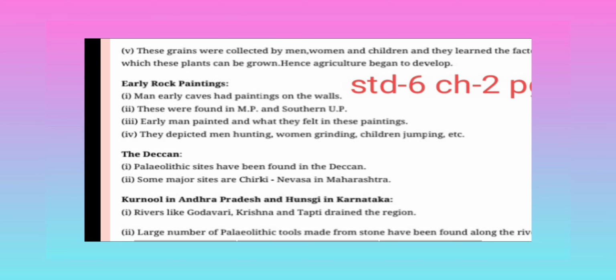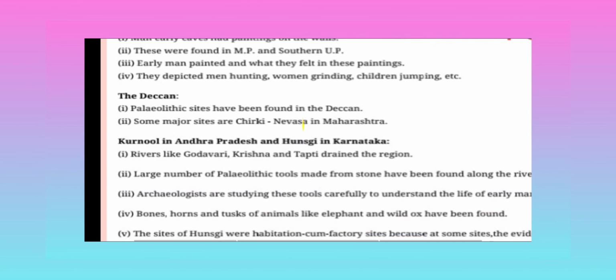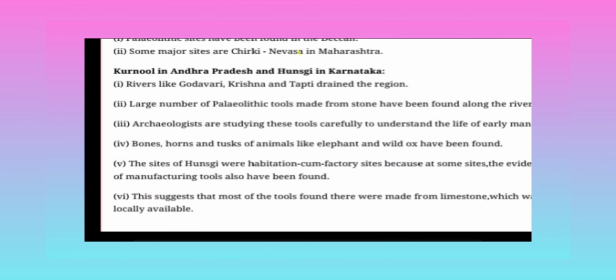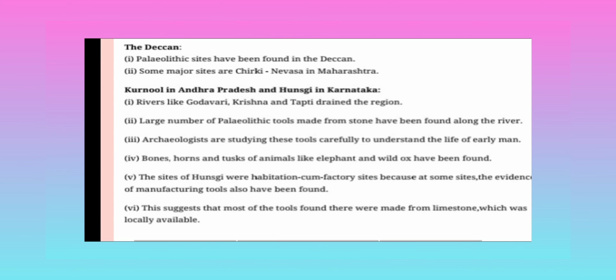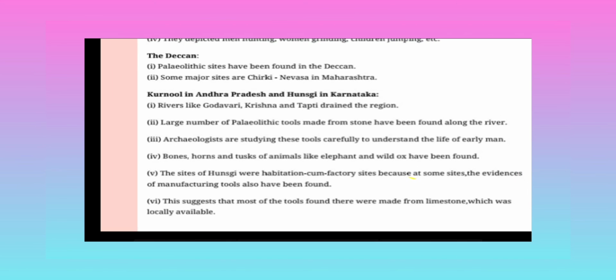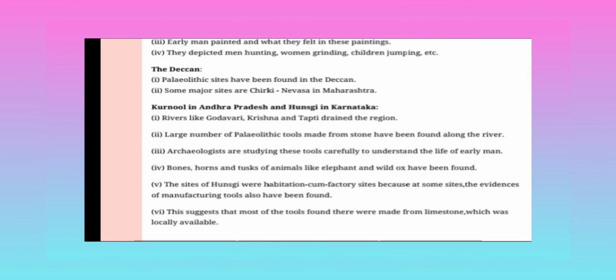The Deccan. Paleolithic sites have been found in the Deccan. Some major sites are Chirki, Nevasa in Maharashtra, Kurnool in Andhra Pradesh, and Hunsgi in Karnataka. We have seen these places on the map given in the chapter. Rivers like Godavari, Krishna, and Tapi drained the region. Second, a large number of Paleolithic tools made from stone have been found along the river. Third, archaeologists are studying these tools carefully to understand the life of early man.